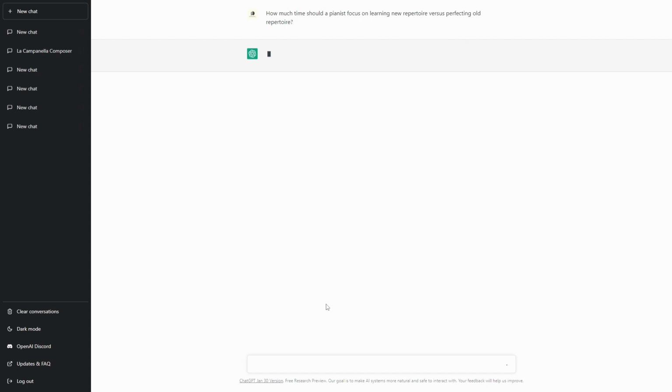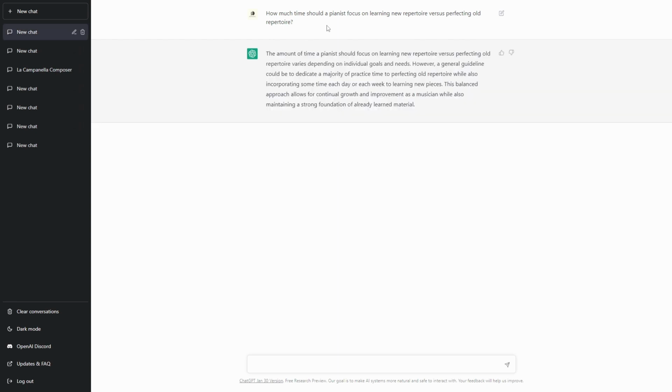So my next question here is, how much time should a pianist focus on learning new repertoire versus perfecting old repertoire? It's actually something that I ask myself as well, and I want to know what ChatGPT answers. Okay, so interesting reply here. The amount of time a pianist should focus on learning new repertoire versus perfecting old repertoire varies depending on individual goals. However, a general guideline could be to dedicate a majority of practice time to perfecting old repertoire while also incorporating some time each day or each week to learning new pieces. Anyone will have a different take on this, but I like it. It's a good balance, I think, and the majority seems to go towards perfecting old repertoire, and I think that's the reality of things, that we spend more time perfecting old repertoire and not that much time reading new repertoire. So yeah, good reply, and everyone can view this thing differently.